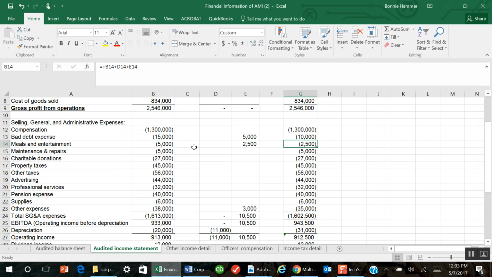You can see that I'm just summing across here. So if there's no book tax difference, then column G equals column B. But I actually did, you can see I've got a formula here, right?